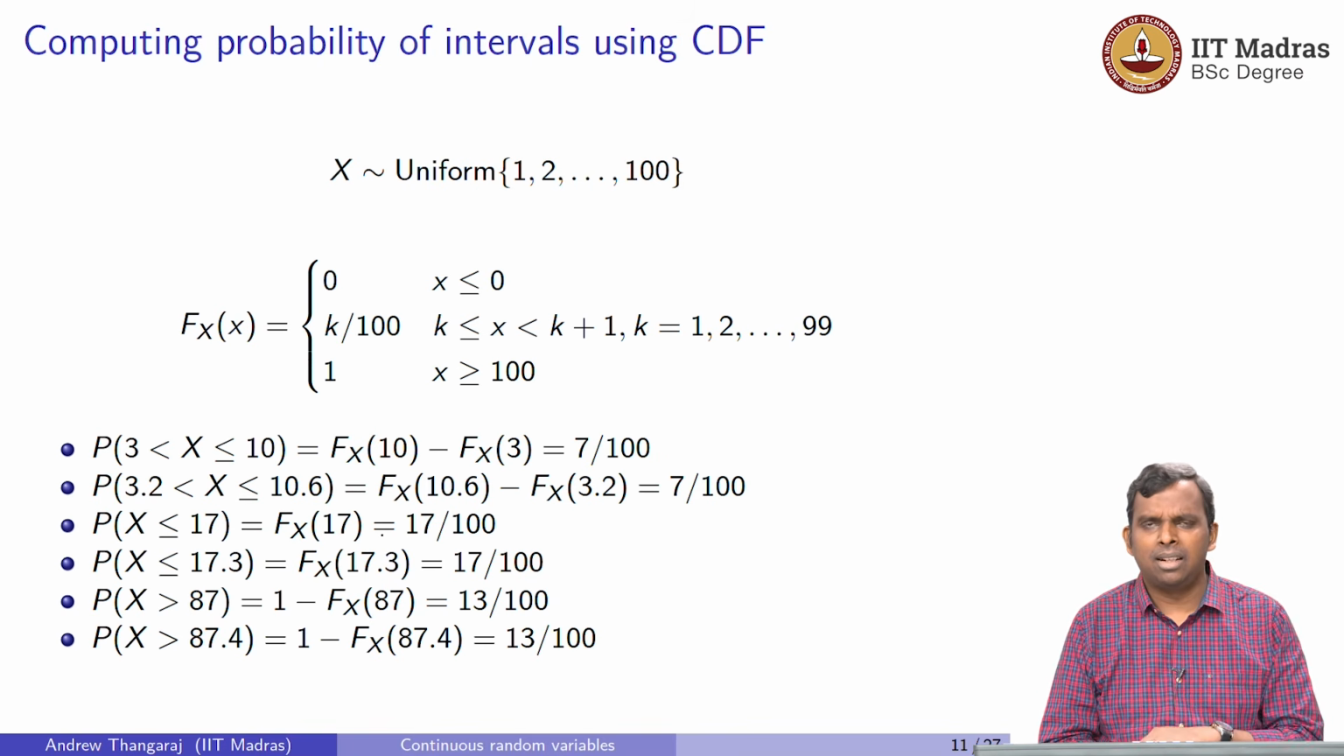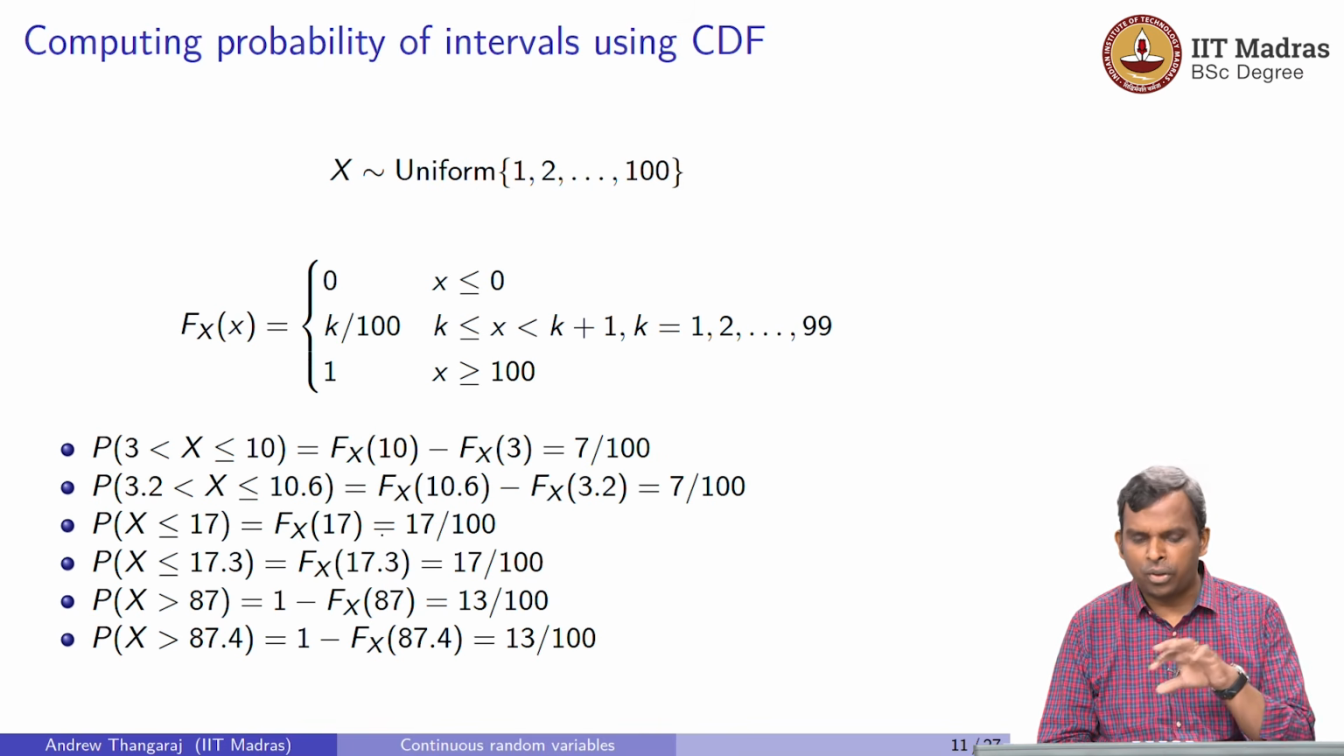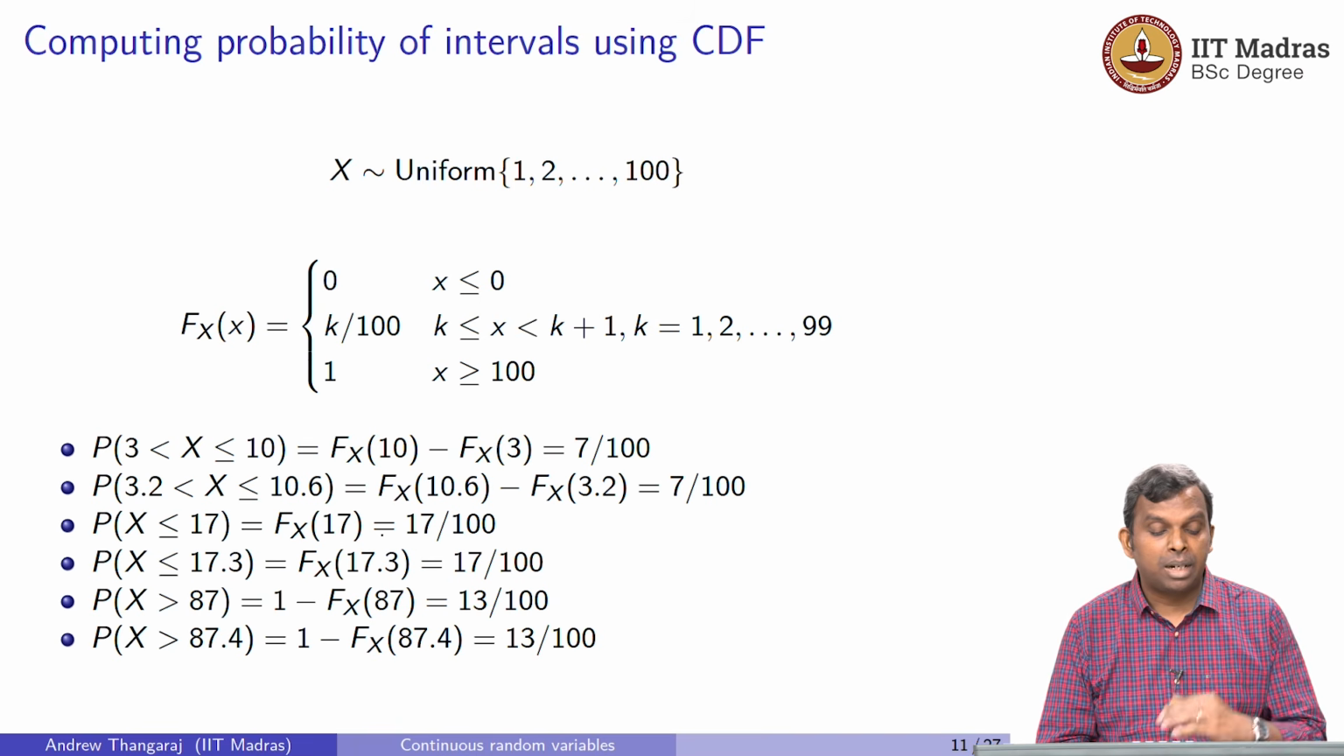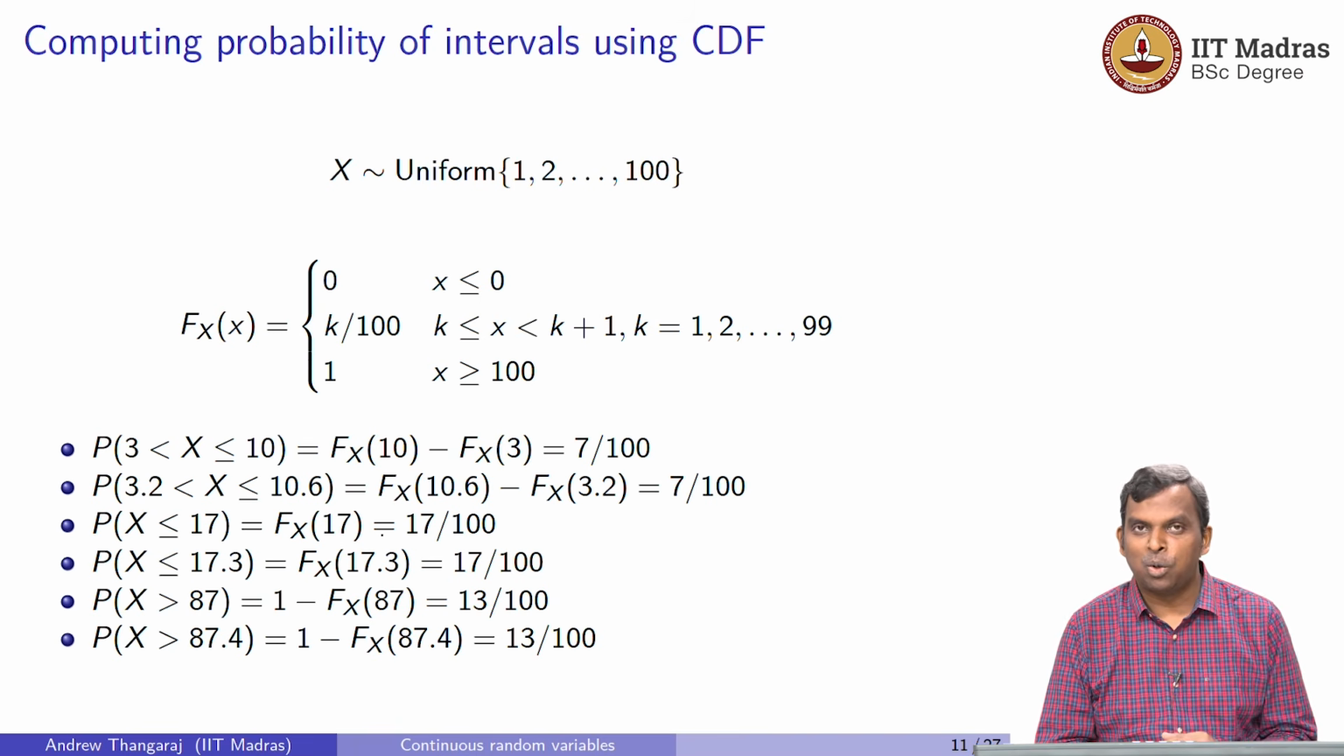We will quickly, in a few more slides, do a different way of doing this calculation. But one can ask for probabilities of intervals, right? For a uniform random variable like this, it's easy to do the calculation. Probability that X lies between 3 and 10? Given the way I have written down that interval, it's F_X evaluated at 10 minus F_X evaluated at 3, and you get 7 by 100. It's easy enough to see.